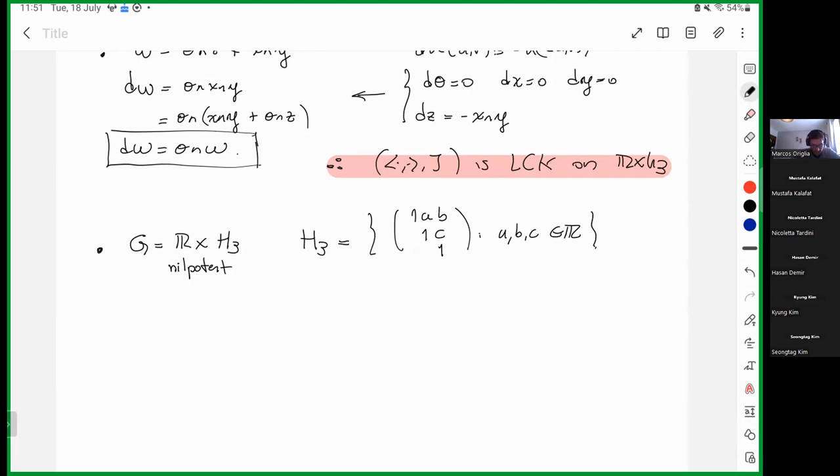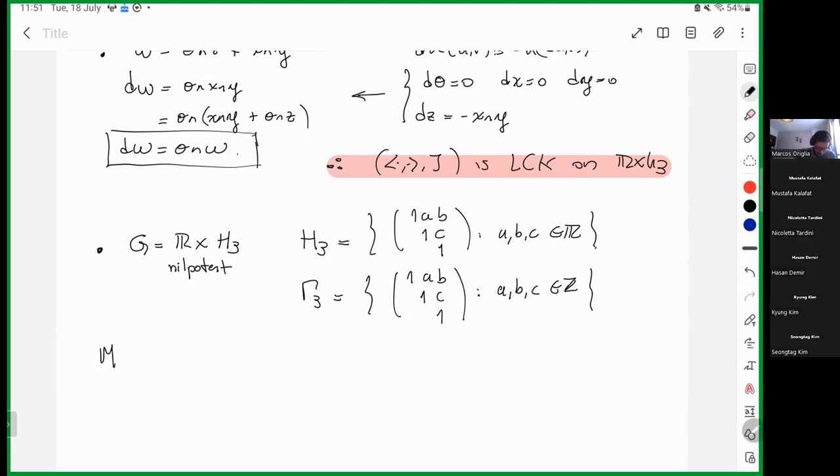So to find lattices of G, since it's a direct product, we only need to focus on lattices in the Heisenberg Lie group, and they are well understood. So Gamma 3, let me call it Gamma 3, has to be a subgroup of this group, with the grid where a, b, and c are integers. So this Gamma 3 is a lattice in H3.